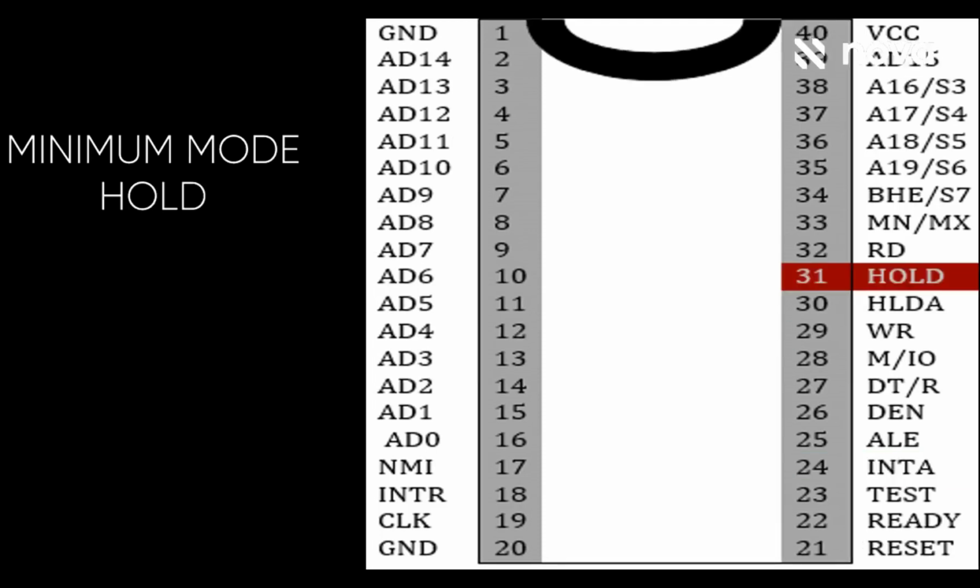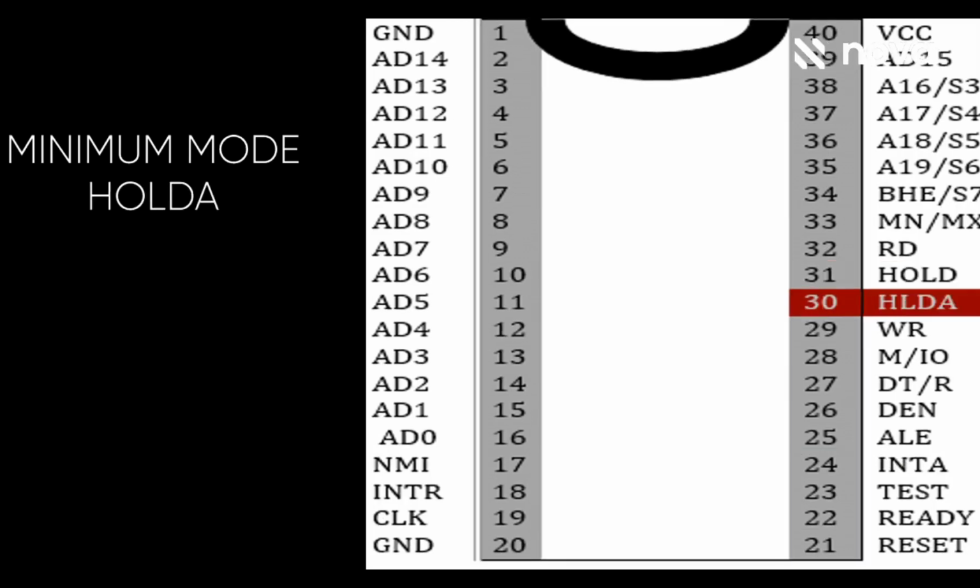HOLD, input signal to the processor from the bus masters as a request to grant the control of the bus. Usually used by the DMA controller to get the control of the bus. HLDA, hold acknowledge, signal by the processor to the bus master requesting the control of the bus through HOLD. The acknowledge is asserted high when the processor accepts HOLD.